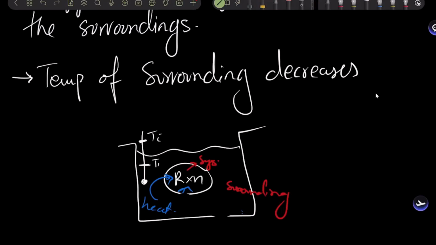We can only measure the temperature change of the surrounding, not of the system. We can never place a thermometer into a reaction. We can place the thermometer wherever the reaction was occurring, or in the medium in which the reaction is occurring, right? That's practically possible. But placing a thermometer into the reaction is never possible. Clear? So our temperature starts decreasing.